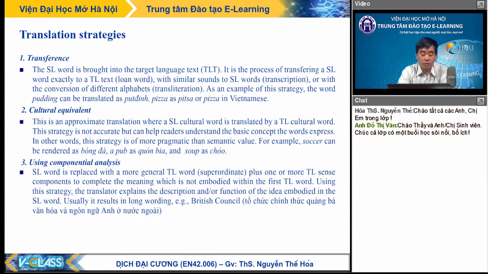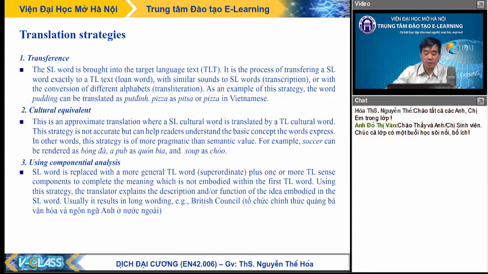And for cultural equivalent, this is an appropriate translation where a source language cultural word is translated by a target language cultural word. Sometimes it is very difficult to find the right cultural equivalent, not always. And using componential analysis, the source language word is replaced with a more general target language word. In this case, it is called superordinate. We have to add one or more target language components to complete the meaning, which is not embodied within the first target language word.